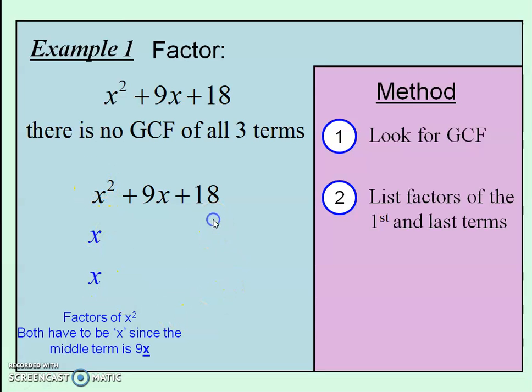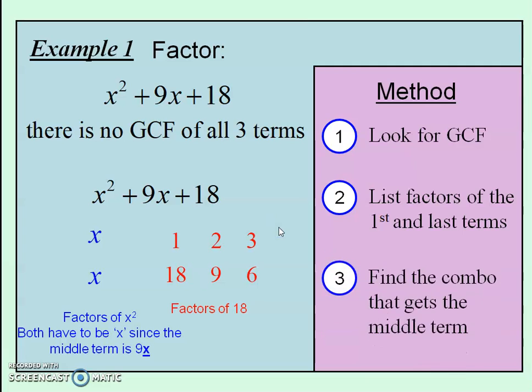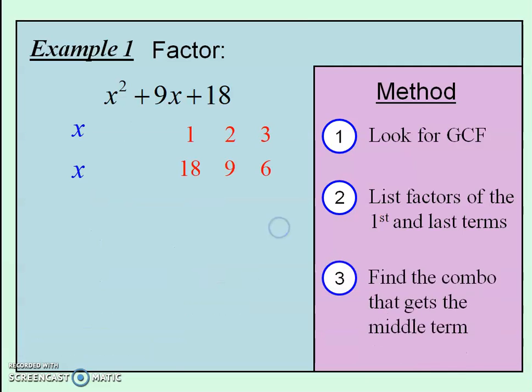And then the potential factors of 18 are 1 and 18, 2 and 9, and 3 and 6. There are three possibilities. I list them all vertically. 1, 18 together is one set, 2, 9 is one set, 3, 6 is one set beneath the 18. Factor of 18. Now what I need to do is find the combination that will get me the middle term. So by combination, this is what I mean.